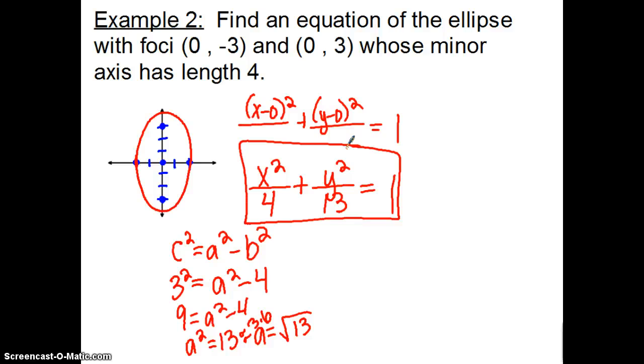Now, for your homework assignment, we will come back and do those other 2 examples, example 3 and example 4, in class. But tonight for your homework, we want you to take a look at number 1, number 7, number 9, and number 15. Have those completed for tomorrow. Have fun!